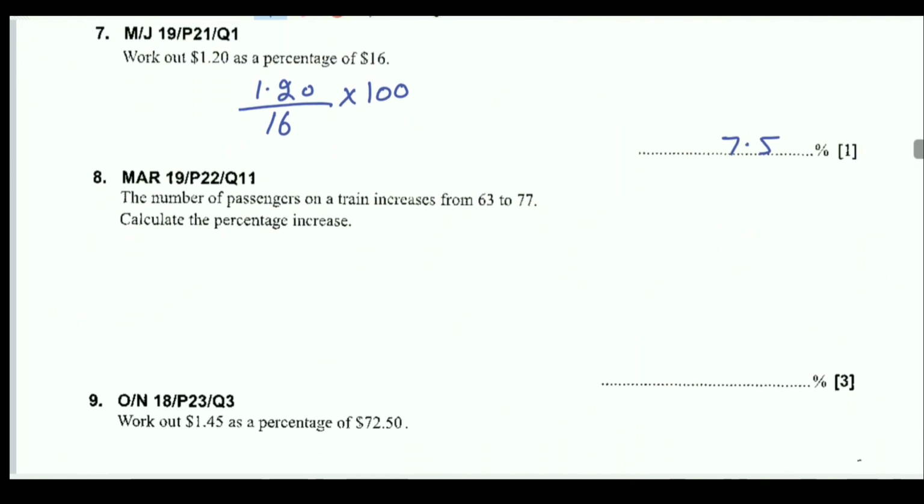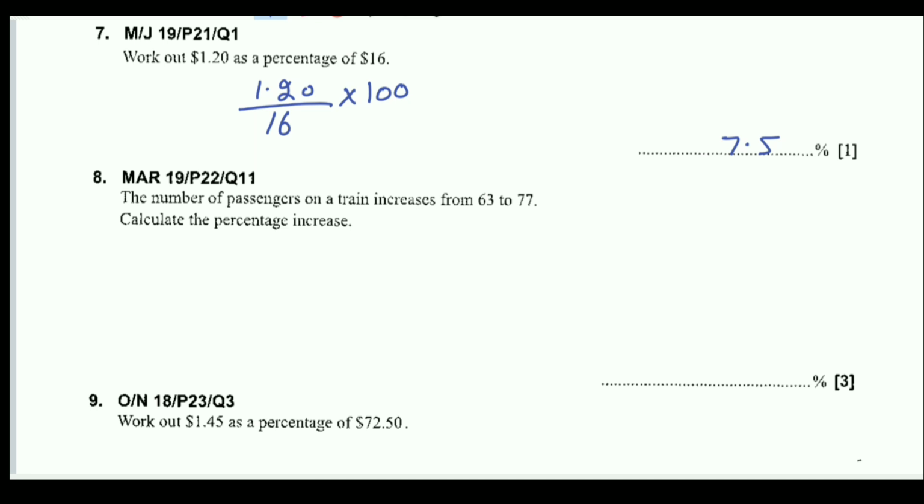So question number 7, work out $1.20 as a percentage of $16. So as I told you before, 1.20 as a percentage means 16 will be in the denominator and multiply by 100. So if you simplify it, you put it in the calculator and you will get your answer, 7.5.